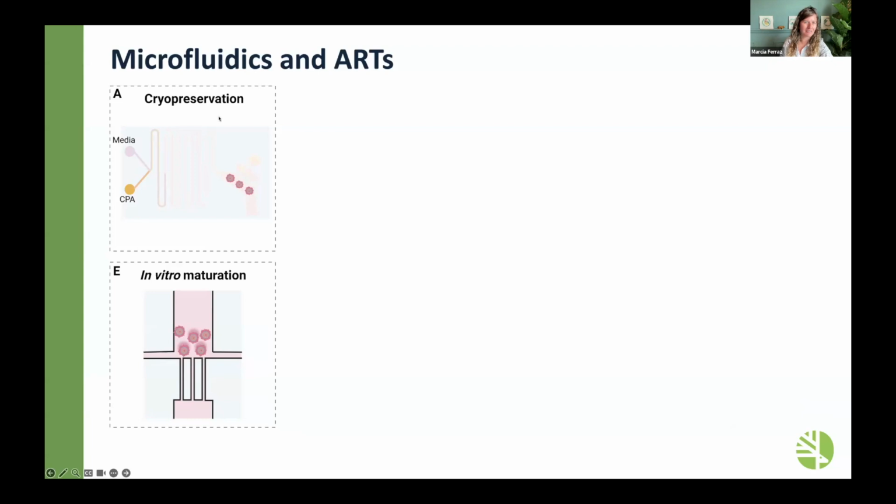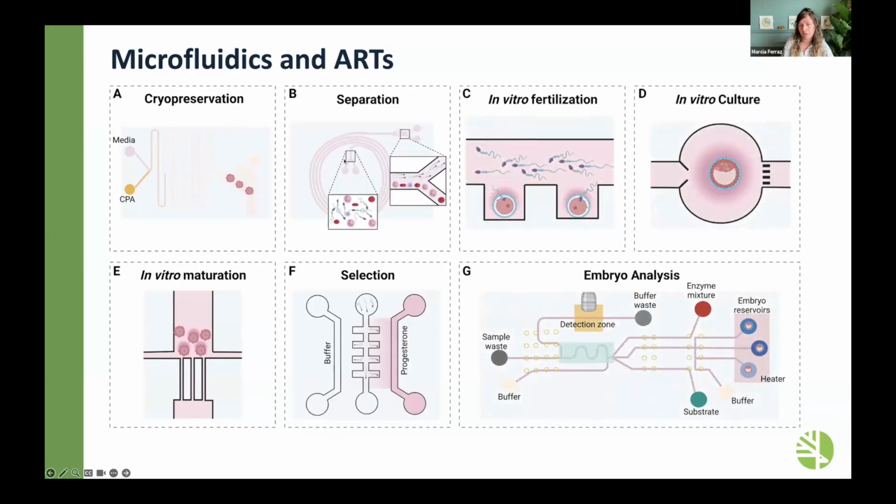There were devices developed for cryopreserving oocytes, for in vitro maturation, devices for sperm separation or selection by a gradient of, for example, progesterone, for in vitro fertilization and in vitro culture, and also, of course, some fancier devices for not just embryo culture, but also on-chip analysis. But even though we have all these devices and have been working on that for over 25 years, at least in the reproductive field, it's still not well used in the clinic.